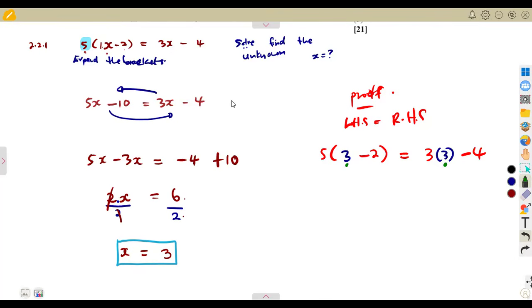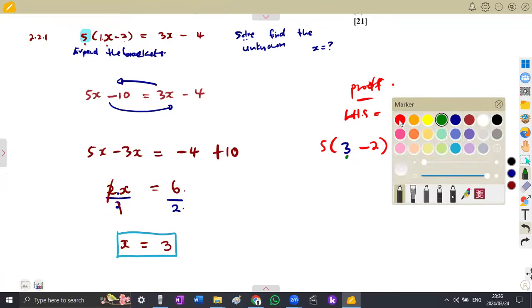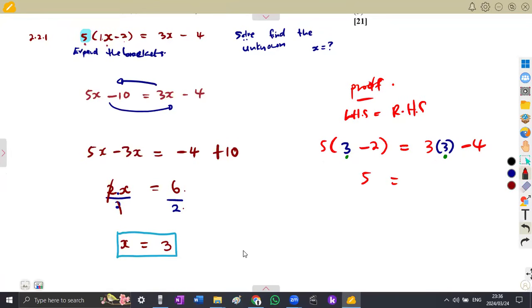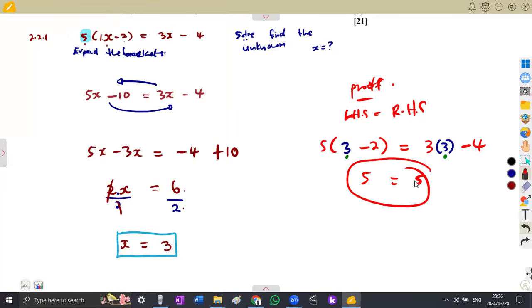So I'm just going to need a calculator. This is to prove, guys. This is not part of a question. So that's 5 into 3 minus 2, so we are going to have a 5 from the left-hand side. Let's see the right-hand side. That is 3 into, open a bracket, 3 subtract 4. That's also a 5. As you can see, the left-hand side and the right-hand side are the same. So that means this value of x that we have determined here is correct.